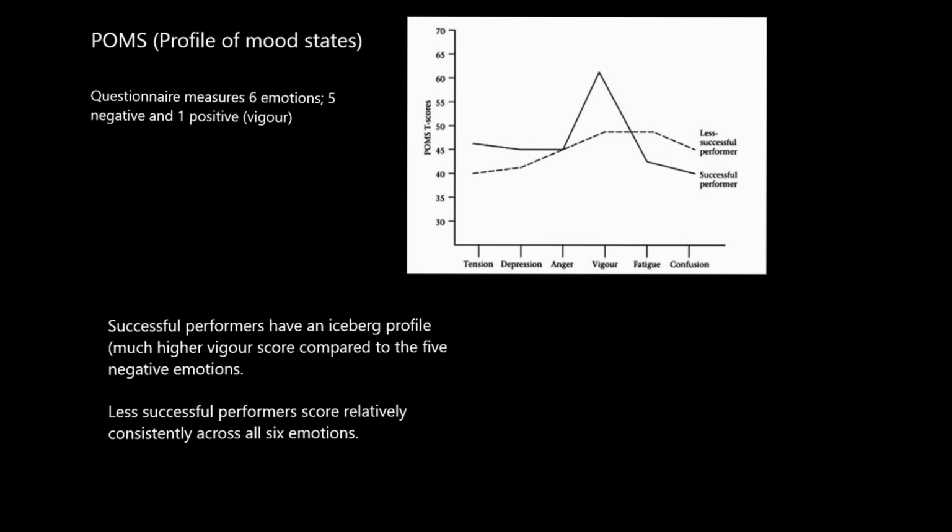And what we generally find is that as a performer is getting successful, they will show this iceberg profile, whereas if they're performing relatively inconsistently, they will show this kind of profile here. So it's a good way to track the moods, personality, how your athlete is psychologically feeling at this moment in time.